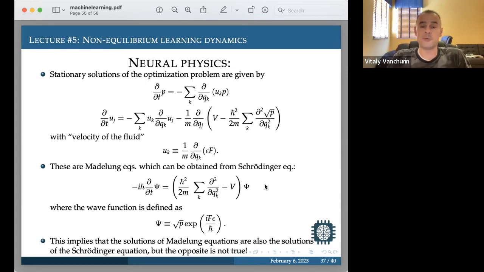Let me give you an example, like quantum vortices, right? That would be an example that would not appear as a solution of the Madelung equations, but it would easily be a solution of the Schrodinger equation. A good point, yes.